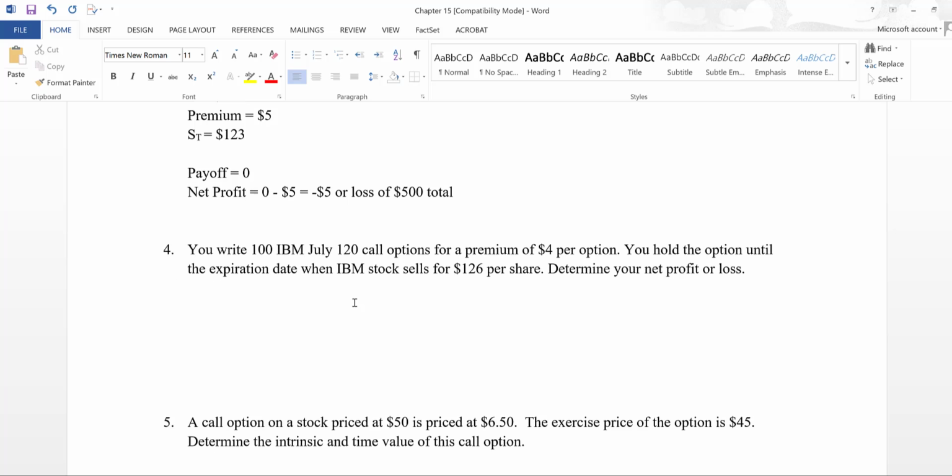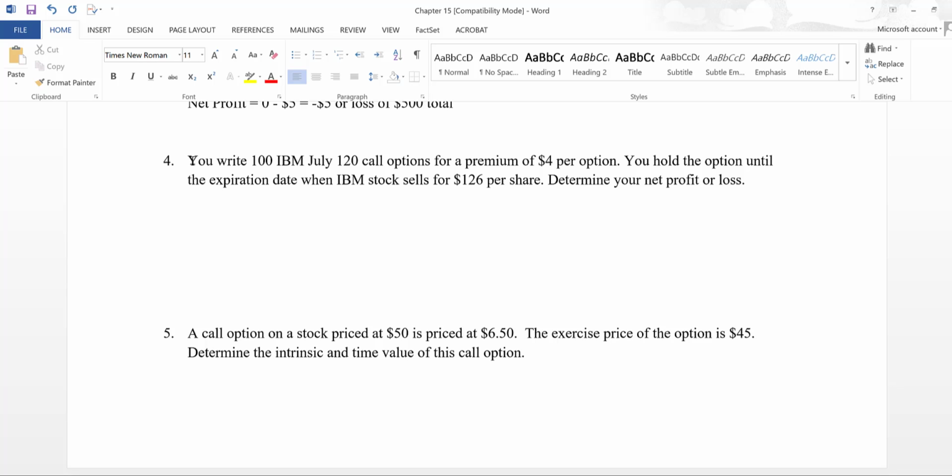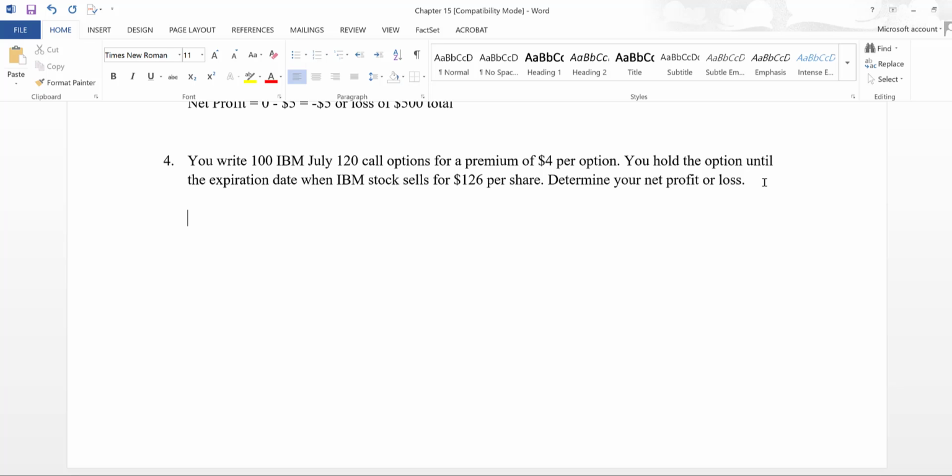All right, next one, you are writing a call option. So again, make sure you pay attention to the wording here. You write 100 IBM July 120 call options. You're writing the option here. You're not the buyer, you are the seller, and you have to compute the seller's net gain or loss from this option position. As I mentioned during the lecture, the best way to do this without making any mistakes is to think from the buyer's perspective. What would the buyer do in this case? Whatever is the buyer's gain is the seller's loss, and vice versa.